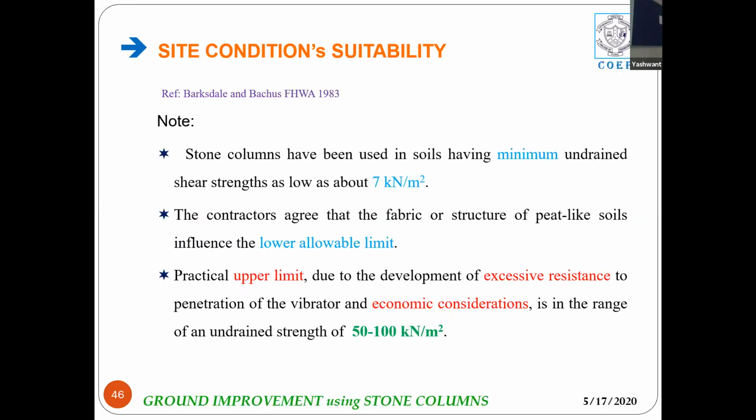So the 7 kilonewton per meter square lower allowable limit has been adopted in exceptional cases, and the upper limit is 50 to 100 kPa, not beyond. So stone columns are suitable where the soil strength is between 15 to 50 kPa.